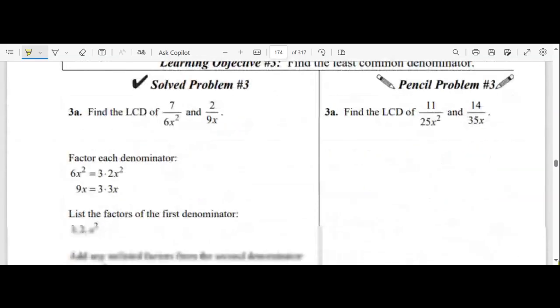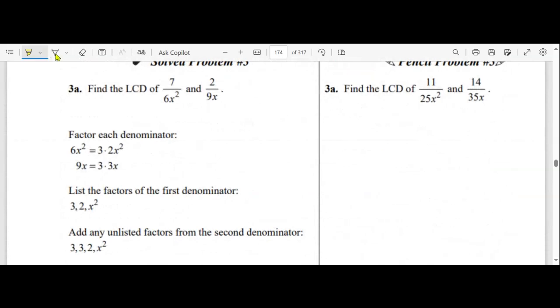All right, let's move to the next one. He's asking you to find the LCD. So to find the LCD, 25 is what? 5 times 5, correct? And x times x. 35 is what by what? 5 times 7, correct? And x.